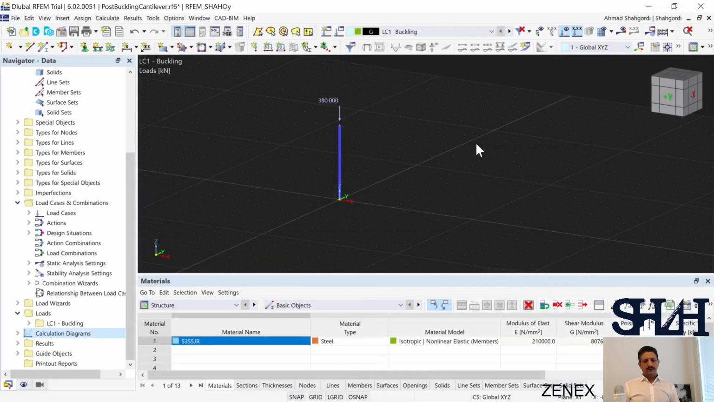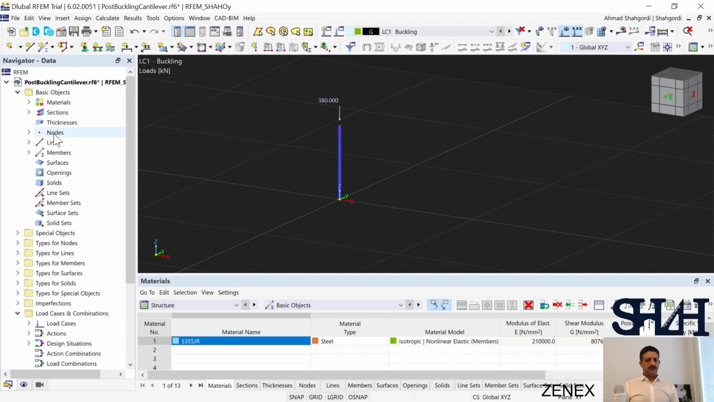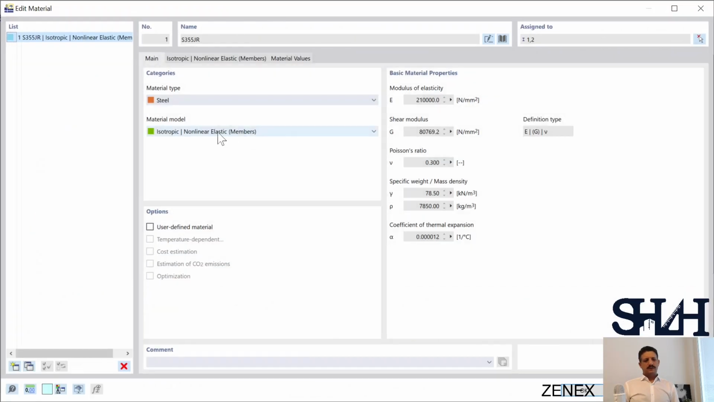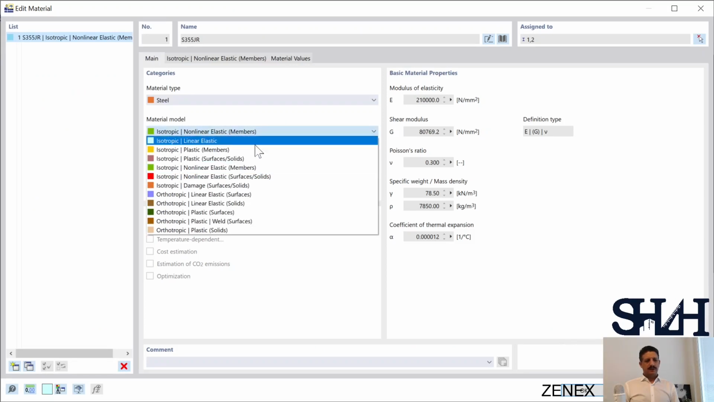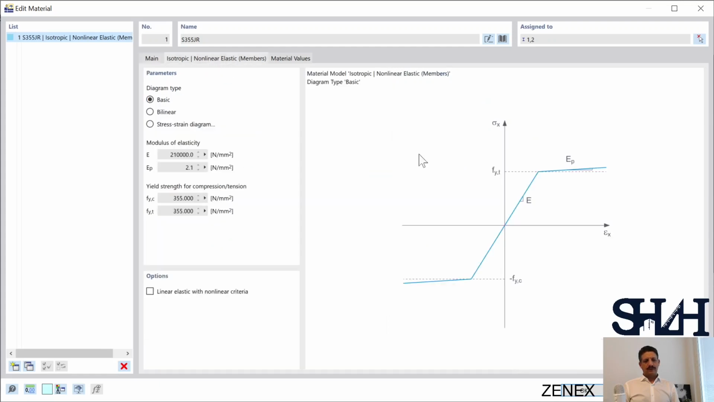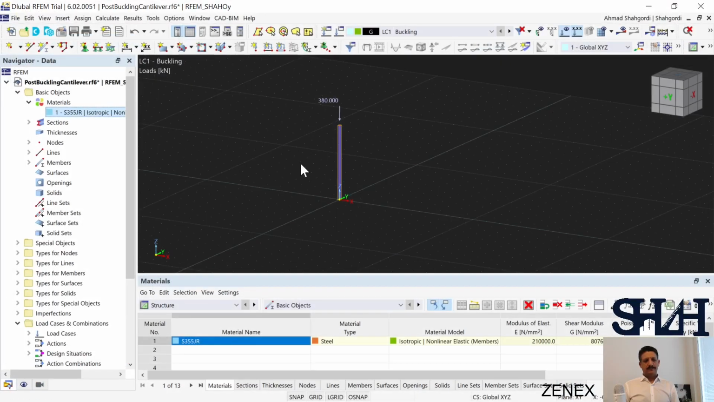That's good for now. The only thing is that if you calculate with this one, then it is completely elastic. But as the structure is going to be inelastic, then you need to select non-linear elastic member for the member. So here you can see that, okay, we have the hardening strength elasticity as well.